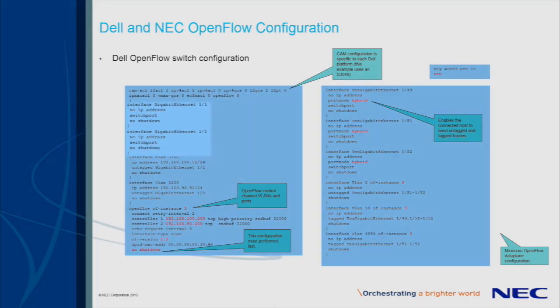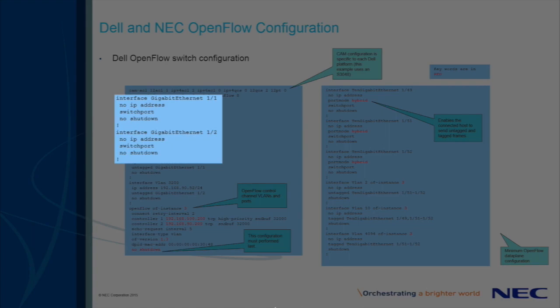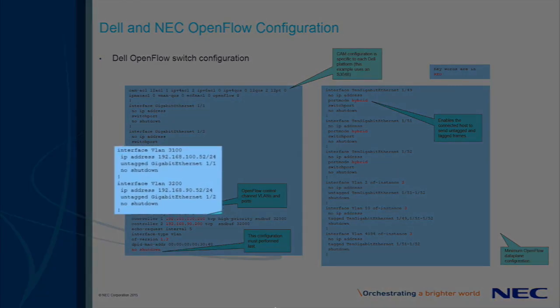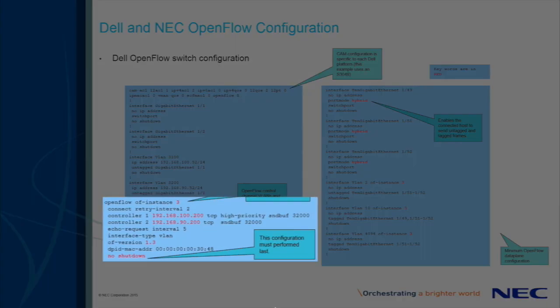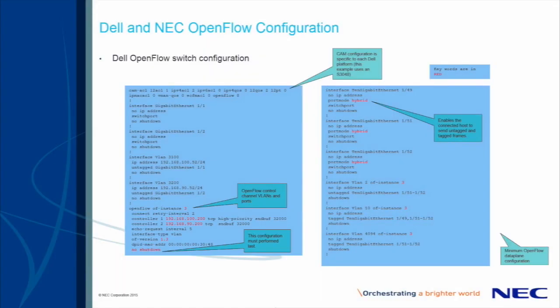We also have 2 ports, Gigabit Ethernet 1/1 and Gigabit Ethernet 1/2, each configured with a traditional VLAN, namely VLAN 3100 and 3200 respectively. These VLANs have IP addresses to ensure the Dell switch may establish the OpenFlow control channel to the NEC PFC cluster. Towards the bottom, we have the OpenFlow instance configuration. The controller IPs shown in this instance are floating IPs, or FIPs, that may failover between NEC PFCs in a cluster for high availability. Moving to the configuration on the right, we are illustrating an example OpenFlow data plane.